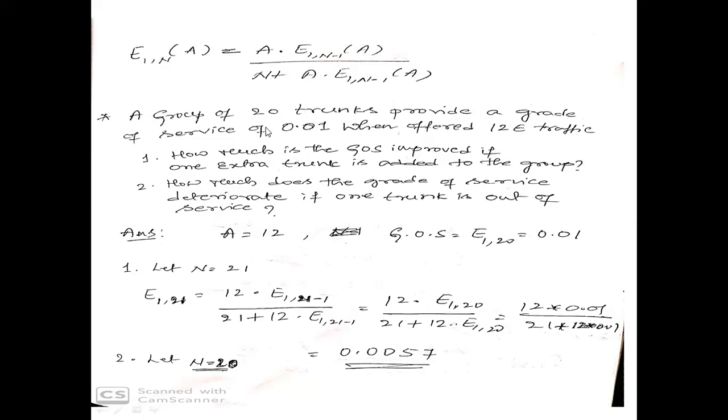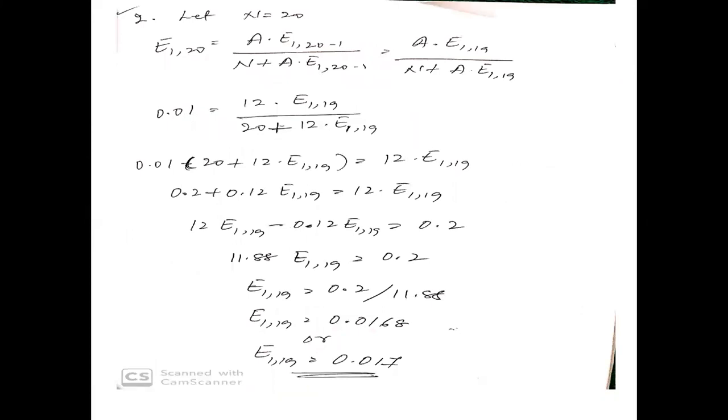Okay, you have the system for 20 trunks, and he's asking what happens to the grade of service of the system if 21 trunks are available in the same system. So in this case we are using this iterative formula, or iterative approach, of finding the grade of service of 21 trunks in a system.